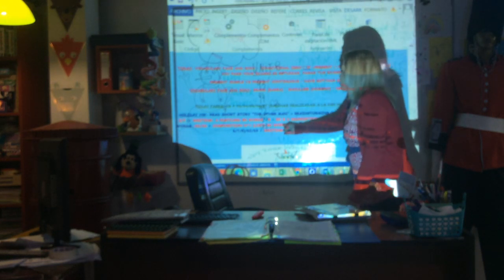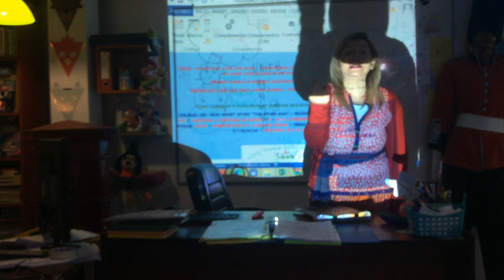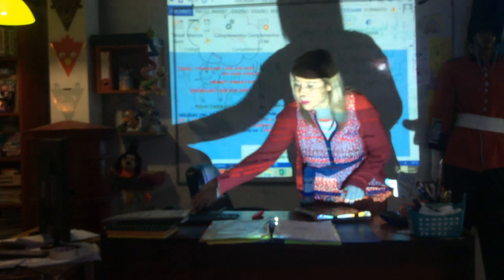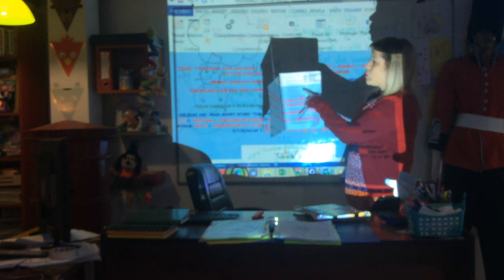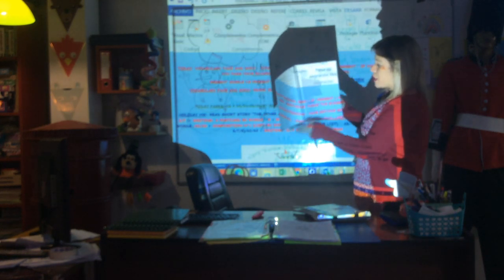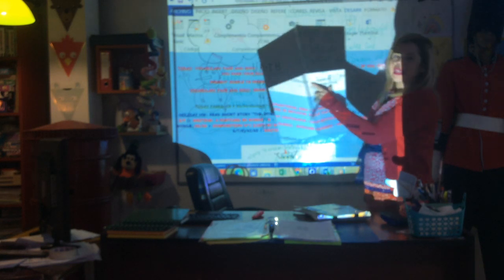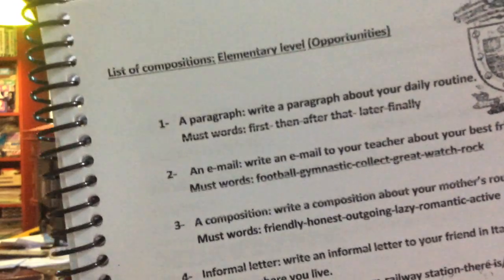Página 8, ¿sí? Tenés que hacer toda la página. Pero lo que yo te remarco acá es el writing que hay en esa página, ¿sí? Vamos a hacer la página 3. Al principio tenemos toda la lista de composiciones, ¿sí? ¿Entendido? De la lista tenés que hacer solamente el párrafo 1. Paragraph 1. Write a paragraph about your daily routine usando estas words, ¿sí?